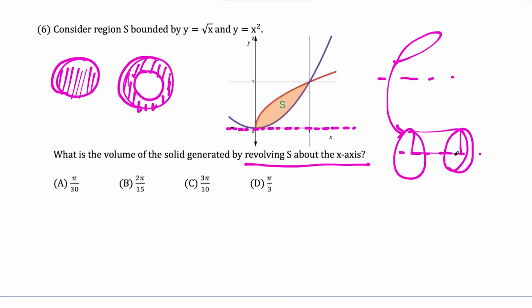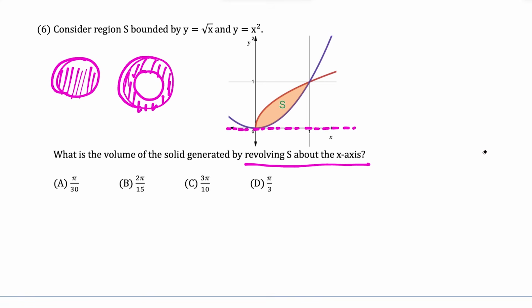All right, so that is a little bit easier to see, but these weird shapes that we're spinning are sometimes just hard to draw. You might be able to visualize it, but it's definitely hard to draw. So in this case, once again, we are going with the washer. When we're going with the washer, we have to identify what's our big radius and what's our little radius.